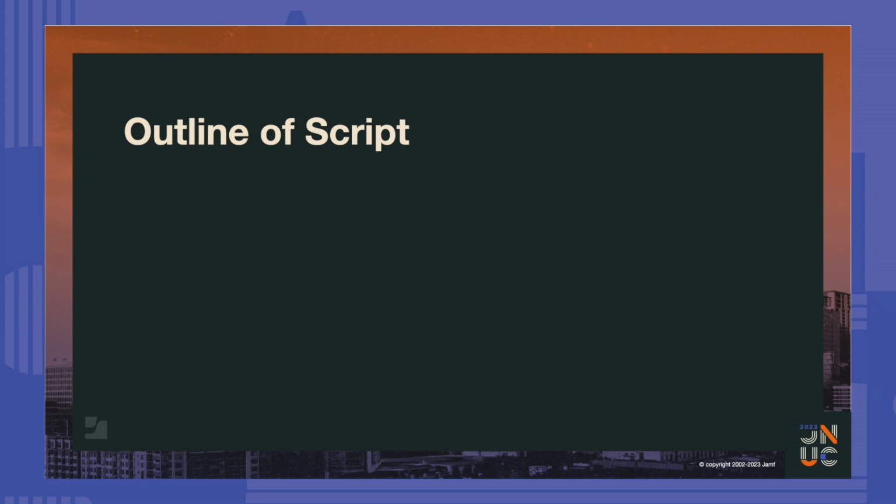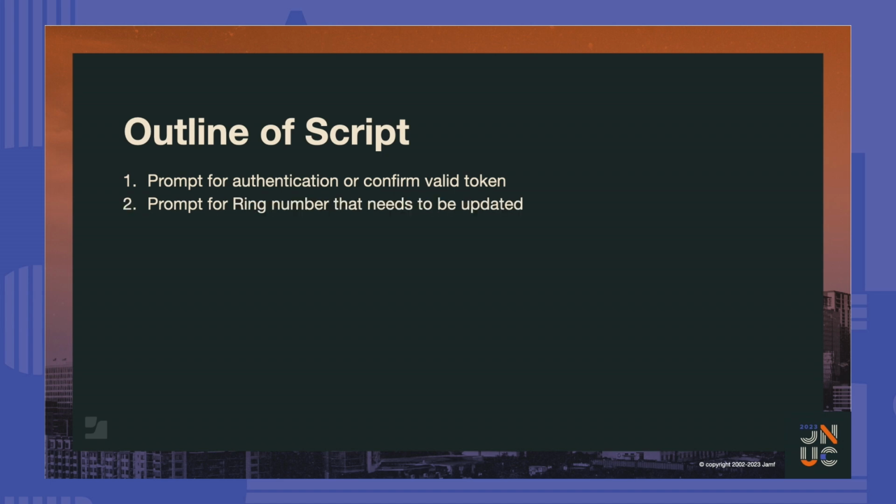So the outline I went with was, first, we've got to deal with authentication. Ask me for my API password. If I have a valid token, confirm it. And if it's a bad token or if we don't have one, then go ahead and ask me for that password. It's going to ask what ring needs to be updated.